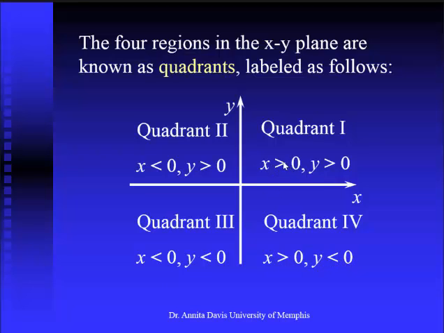Notice, above the x-axis, called the upper half plane, the y-coordinates are all positive. The x-coordinates are negative on this side and positive on this side. In this lower half plane, which contains quadrants 3 and 4, the y-coordinates are negative.